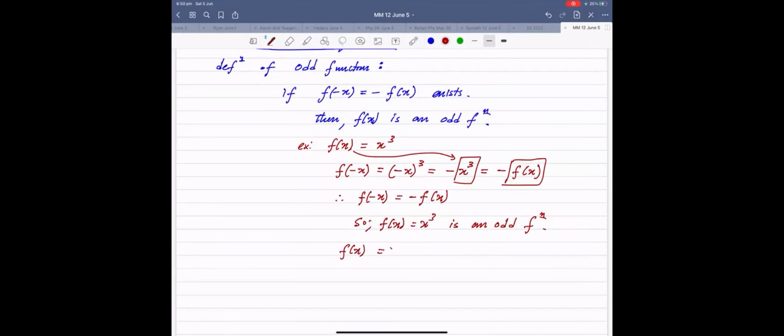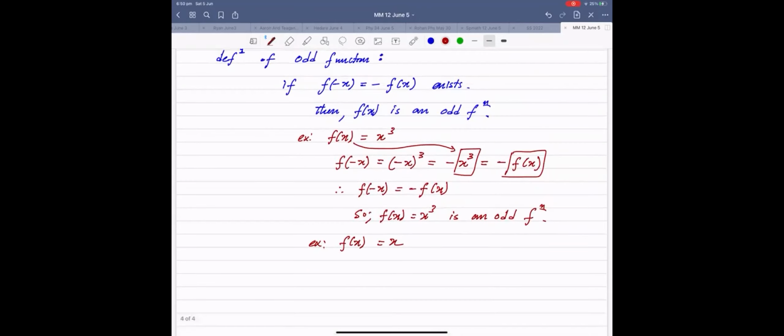f of x is equal to x. Is it odd or even? I think I discussed this before, not in this lesson, in a different lesson. But anyhow, f of minus x means it's minus x, meaning minus f of x. So f of x is equal to x is an odd function.